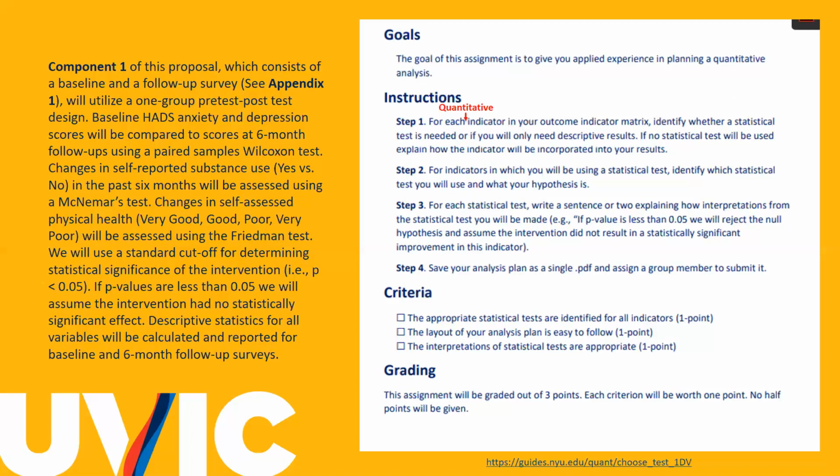Descriptive statistics for all variables will be calculated and reported for baseline and 6-month follow-up surveys. And so that's your analysis plan, just a short, succinct identification of these are my 3 outcome indicators that I'm interested in. They were HADS depression, HADS anxiety, substance use, yes or no, that's probably across a variety of substance use measures. Did you smoke? Did you drink? Did you use cocaine? Did you use meth? Each one that you're looking at, and then changes in a self-assessed measure of physical health. And so that's as simple as the assignment really needs to be.